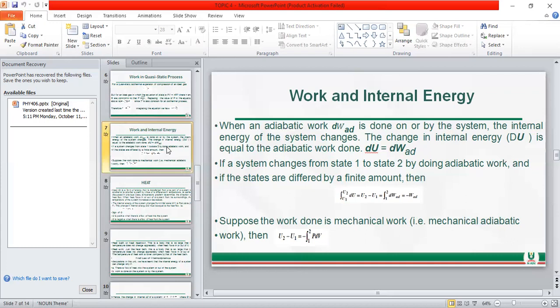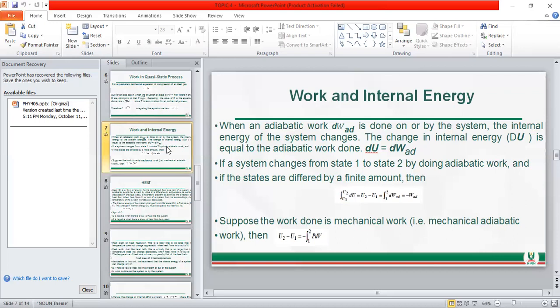And you know we've defined all this before: adiabatic, isochoric, isobaric and the likes. So the change in work done by an adiabatic process is equal to what? The change in the internal energy. We're just trying to relate internal energy with work done. Hope you are getting that.